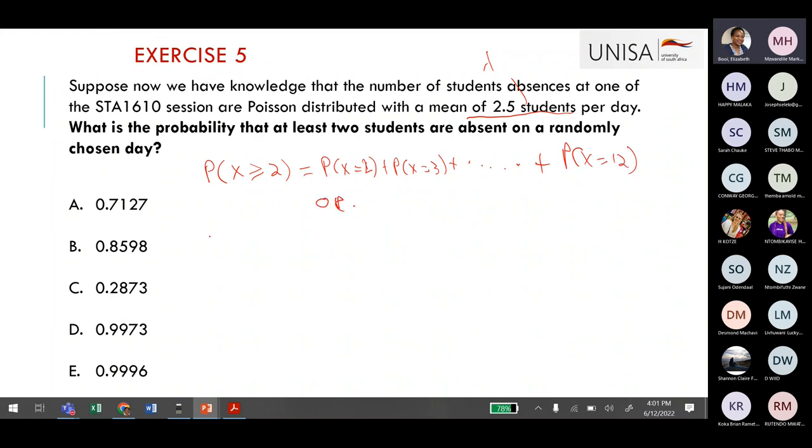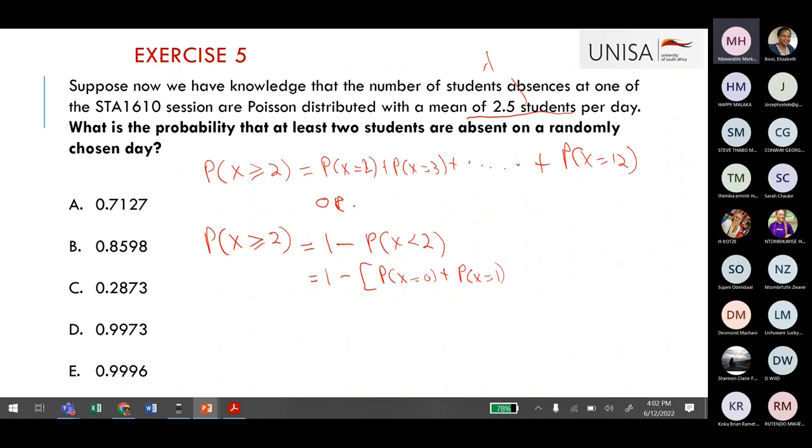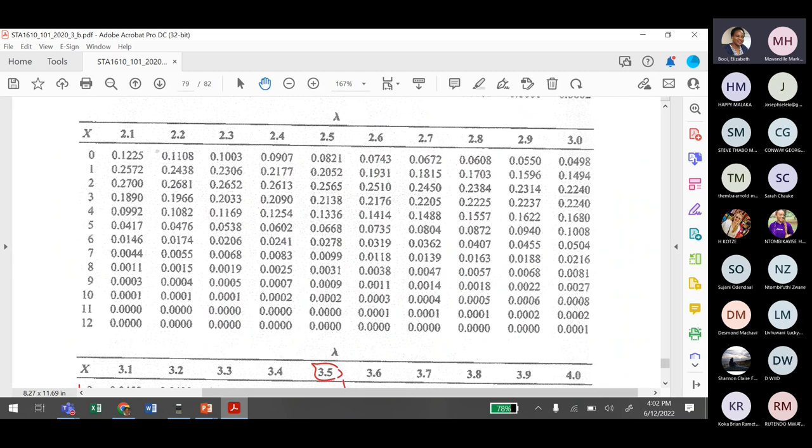Or the shorter way: the probability of x greater than or equal to 2 is the same as 1 minus the probability that x is less than 2, which is the same as 1 minus the probability that x equals 0 plus the probability that x equals 1. Which will be the shortest way. Let's go to the table so that those without the table can have the values. Are we using 2.5? And we will just choose the two values. Are we done?